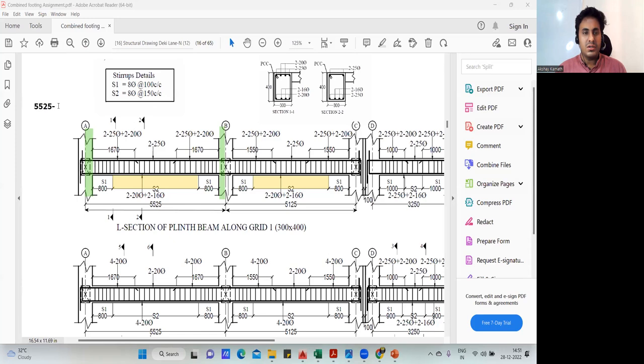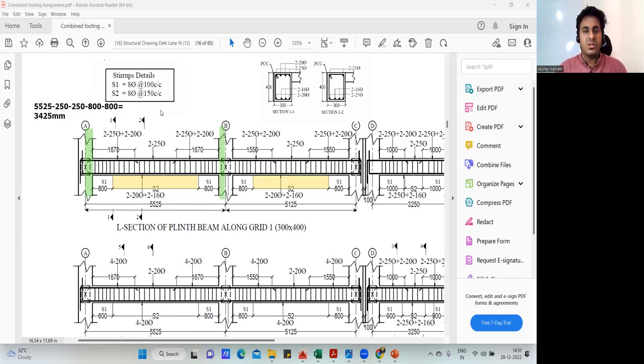Yeah, minus 250 from the left side, minus 250 from the right side. Already we require the center portion, no? This 800 we have already calculated from the left side, and the right side 800 is also calculated. So minus 800 on the left side, minus 800 on the right side. Now you do this calculation, tell me how much answer you are getting. 5525 minus 250, minus 250, minus 800, and minus 800. I'm getting 3425. So this is 3425 mm.